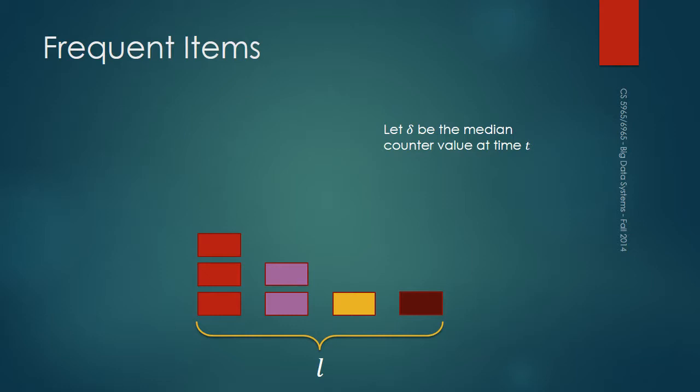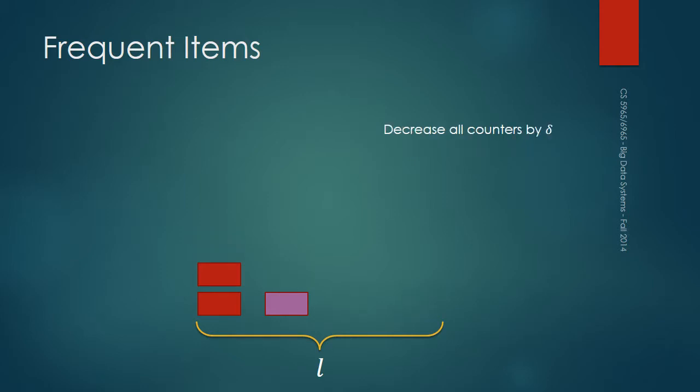You will subtract the median value from all the counters. So you basically erased away the least amount of information that you had. Whichever counters were sufficiently frequent will retain some information. You have scaled them down by whatever you got rid of, and now you have some empty slots.